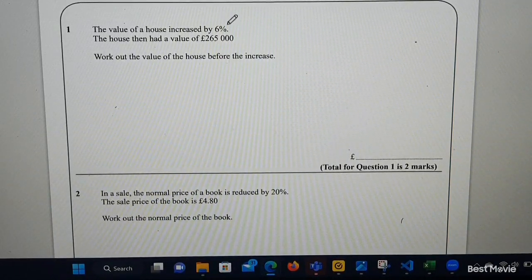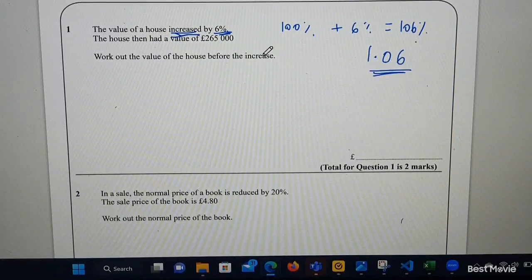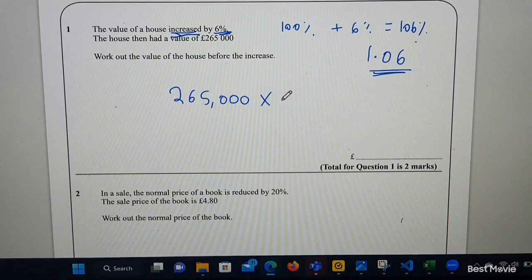So first of all, you need to find the multiplier for an increase of 6%. So 100 is your original amount. If it's increased by 6%, then that is 106%. So the decimal is 106 divided by 100, which is 1.06. So this is my multiplier. So the amount that I am increasing by 6% is 265,000. So write down on your exam paper what you're going to type in your calculator, and then this is what you're going to type in the calculator.